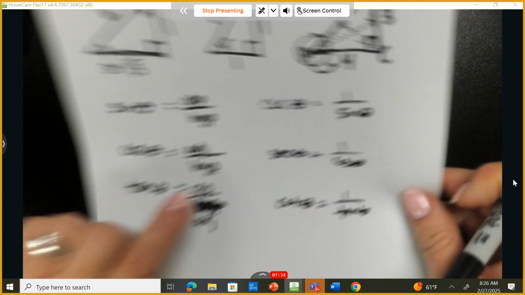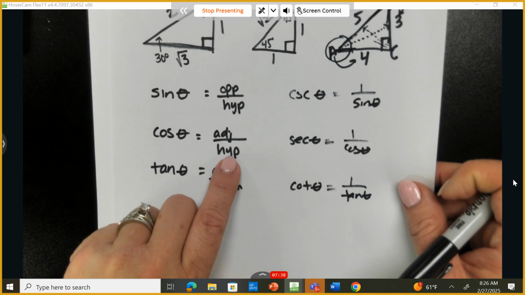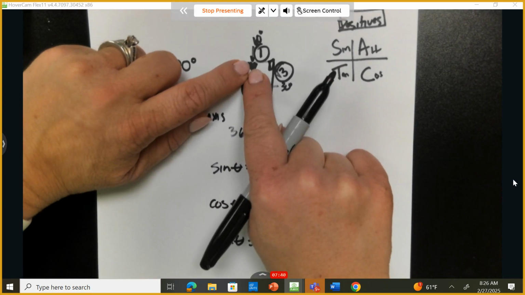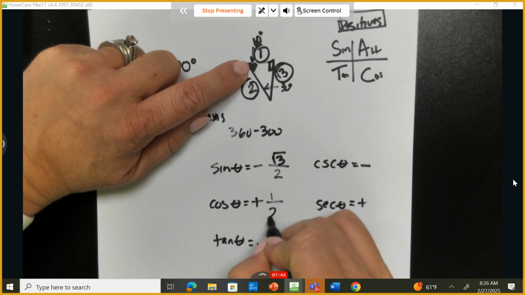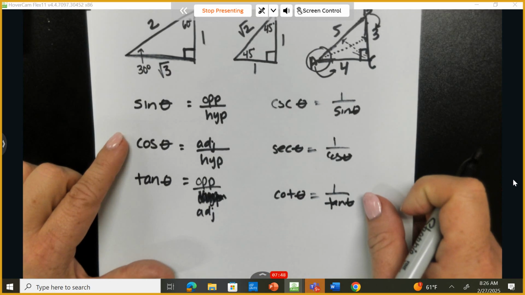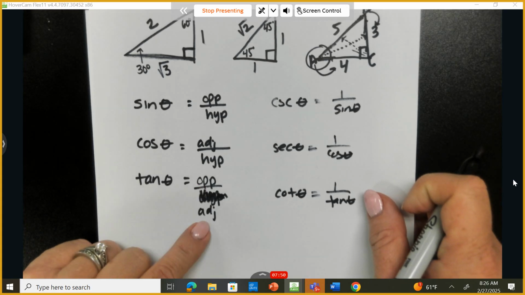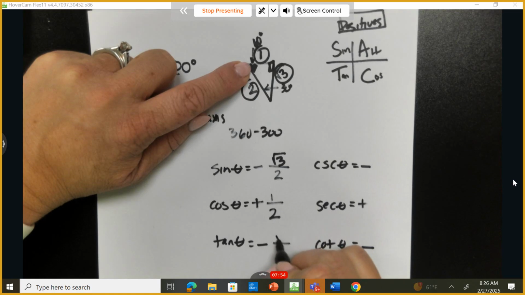Cosine, well, what are the directions for cosine? Adjacent over hypotenuse, in that order. Adjacent would be 1, hypotenuse is 2. Tangent, tangent means opposite over adjacent. From this angle, opposite is the square root of 3, adjacent is 1.